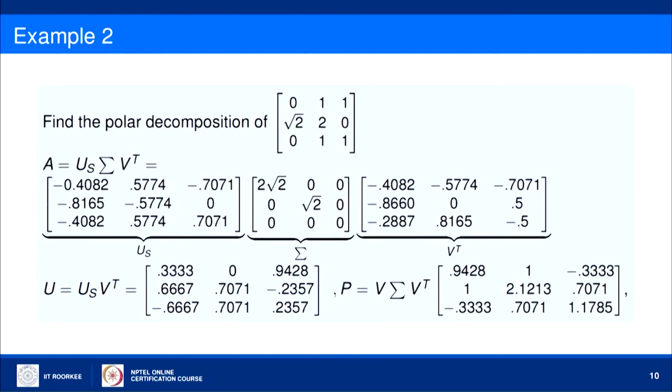So, another example is like this. This is again based on the singular value decomposition. So, this is the singular value decomposition of this matrix, then U is U s into V star and P is V sigma V transpose. So, by finding these two matrices I can perform the polar decomposition of a given matrix.